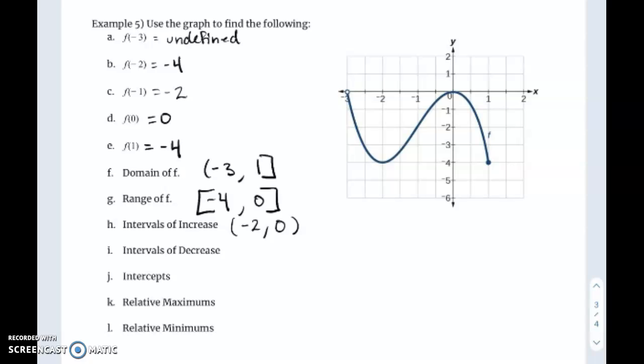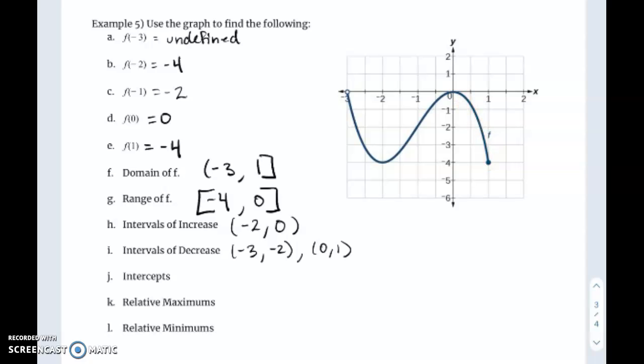Intervals of decrease. So it looks like it's decreasing twice. It is falling from left to right from -3 to -2, and then it's falling from left to right from 0 to 1. And I'm talking about the x values. We always use the x values to describe an interval. So we're going to write that as -3 to -2 and from 0 to 1. Those are x values.